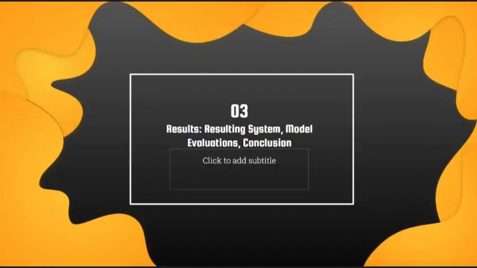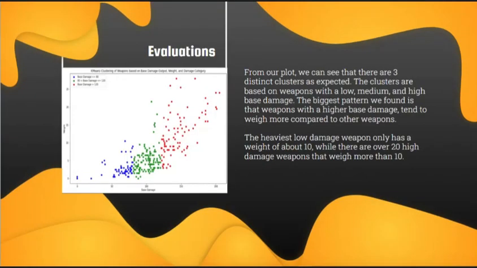All right, moving on to the results, evaluations and conclusions. As we already discussed, there are three distinct clusters, and there's a pattern where the higher damage weapons also tend to weigh more. The heaviest low damage weapon only has a weight of about 10, while there are many weapons over 20 that weigh more than 10.